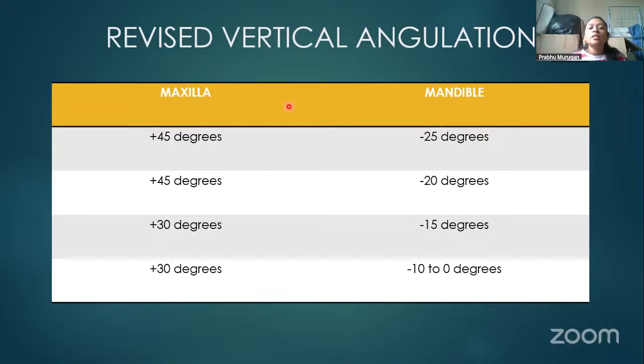For the maxillary anteriors, it is plus 45. For the canines also, it is plus 45. Premolars, it is plus 30, and molars, it is plus 30. In case of mandibular anteriors, that is your incisors, it is minus 25. Canine, it is minus 20. Premolar, minus 15. For molars, it is minus 10 to 0 degrees. So this is the revised vertical angulation.